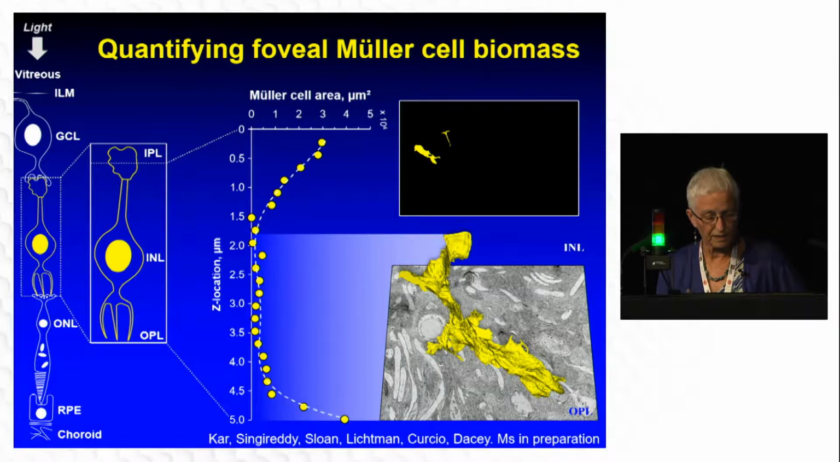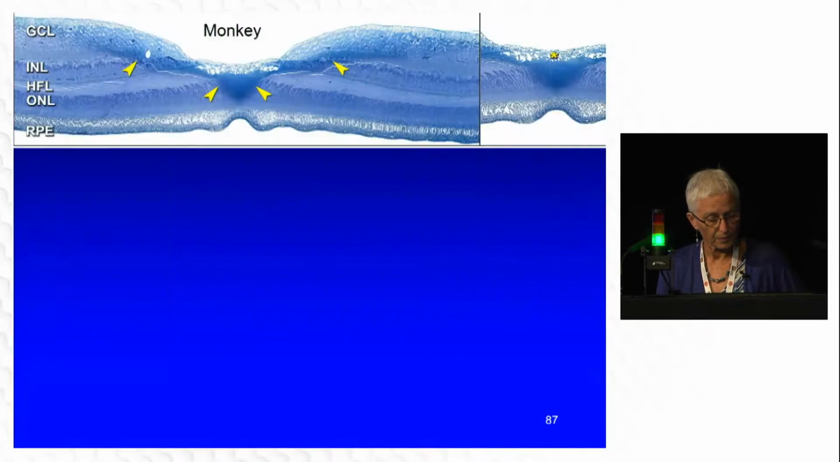And you can appreciate this in what I hope that is. The video is not working, but if it did, it would show you how the cross-sectional area changes across the different lengths of the Mueller cells.